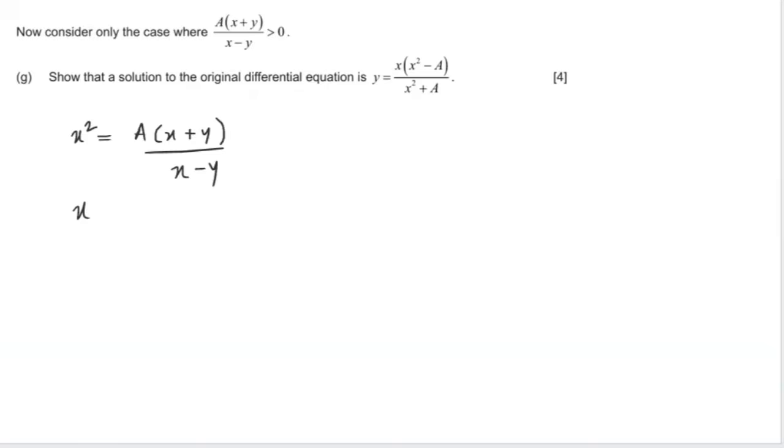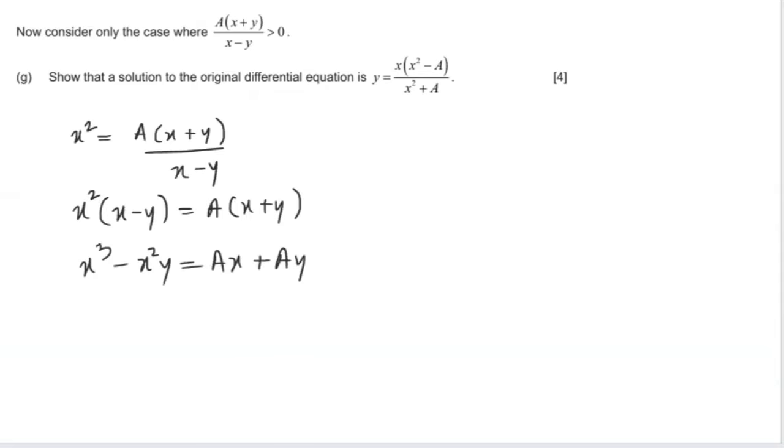So I can try to write it as a polynomial equation. This will become x squared times x minus y equals a times x plus y. So x cubed minus x squared y equals ax plus ay. I need to make y the subject of the formula, so let's write it like x cubed minus ax equals x squared y plus ay.